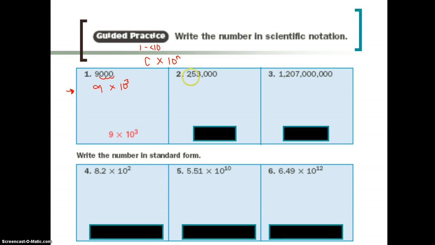Number 2, to the right of the first non-zero number is between the 2 and the 5. We got 3. You don't need the zeros anymore. Times 10. Remember the decimal point started at the end. How many did you move? 1, 2, 3, 4, 5.